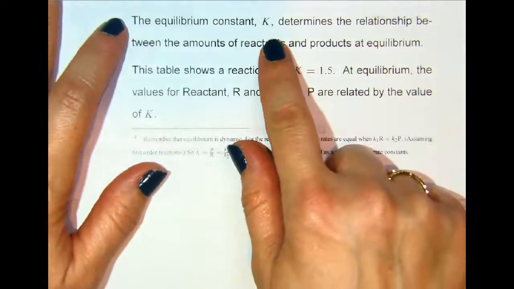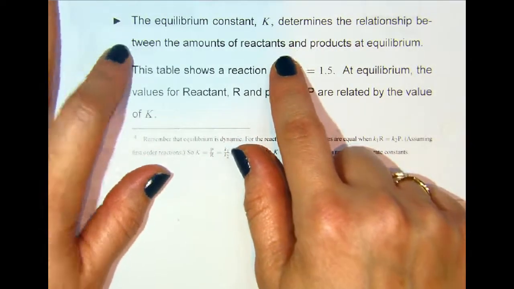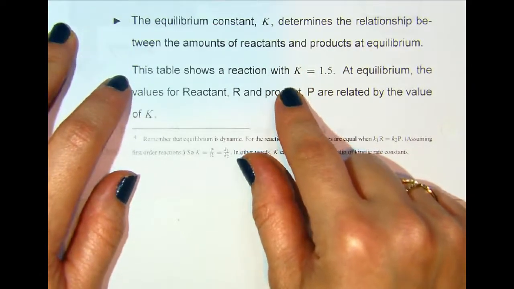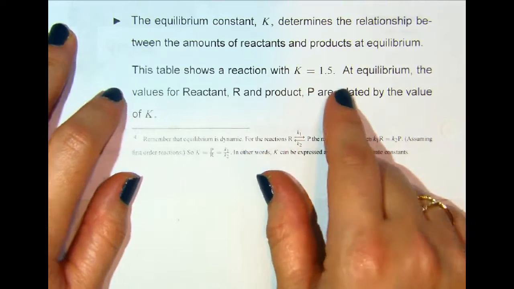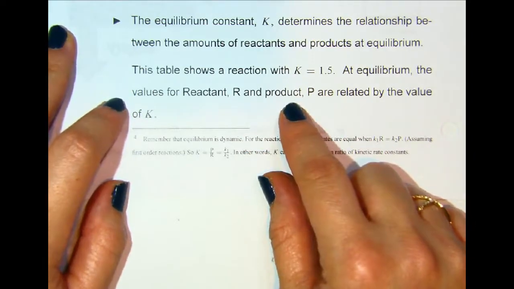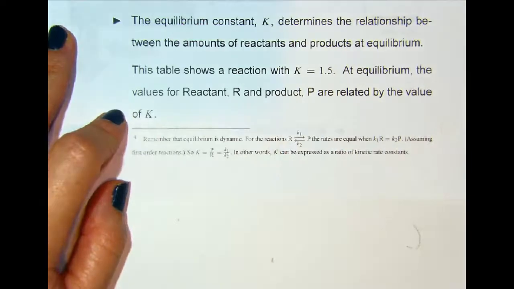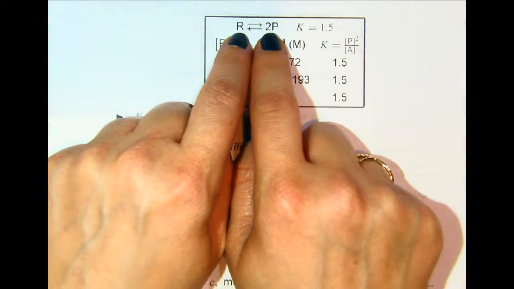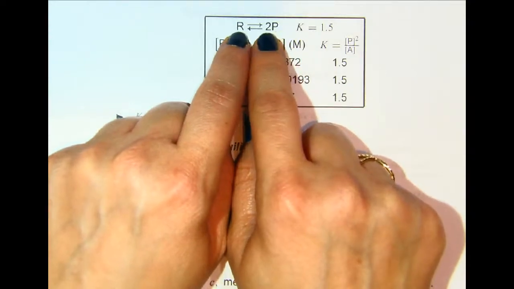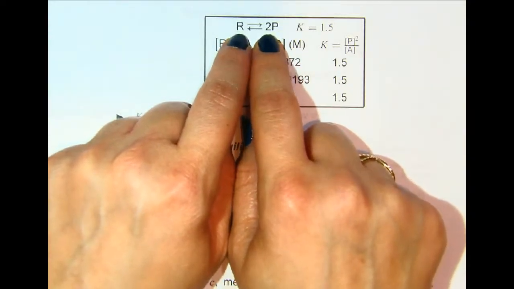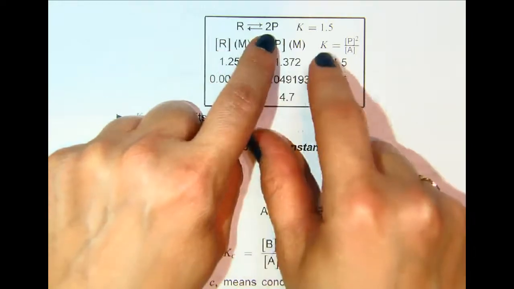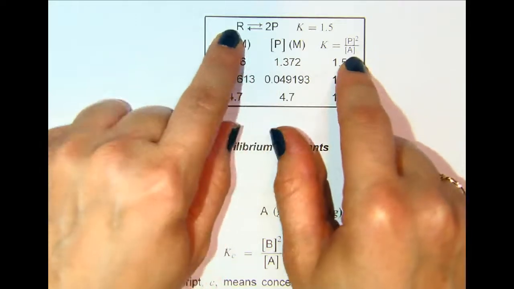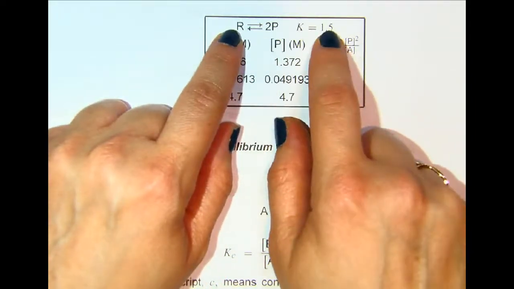The equilibrium constant K determines the relationship between the amounts of reactants and products at equilibrium. This table shows a reaction with K equal to 1.5. At equilibrium, the values for reactant R and product P are related by the value of K. So here's our reaction: R yields 2P, and the equilibrium expression, or the law of mass action, would be K is equal to P squared over R, and K is equal to 1.5.